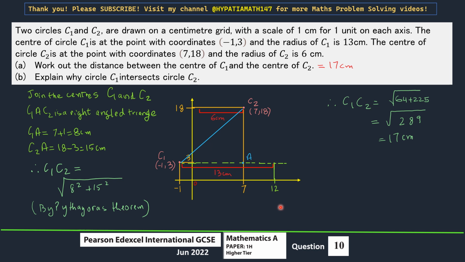Now it says explain why the circles C1 and C2 intersect. The reason is that the distance between the centers is less than the sum of the two radii. If you add up the radii, 13 plus 6, you get 19, and 17 is less than 19. Therefore the circles intersect. So that completes this question.